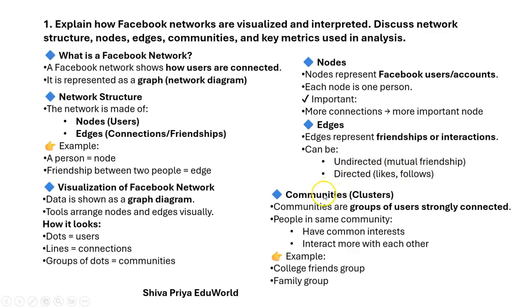Here communities, as I already told you, are groups of dots. Communities are groups of users strongly connected. People in the same community form a cluster. They have a common interest, and based on that common interest they have joined that group and interact more with each other. Each person interacts with other people in that community or cluster. For example, a college friends group and a family group are a community or a cluster.